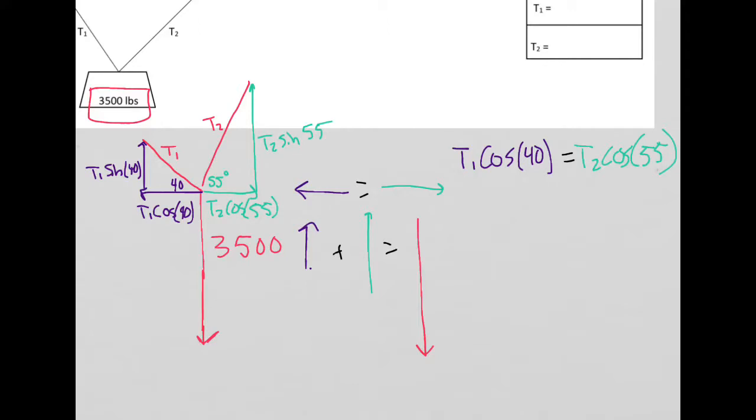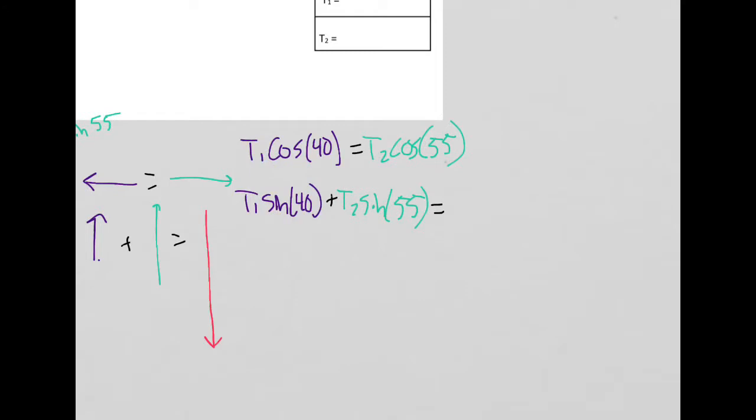The next equation that we get is going to be T1 sine of 40 plus T2 sine of 55 equals that 3,500-pound force going straight down, because all my forces are balanced.